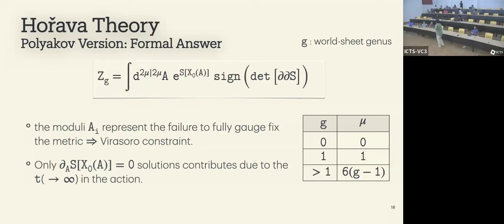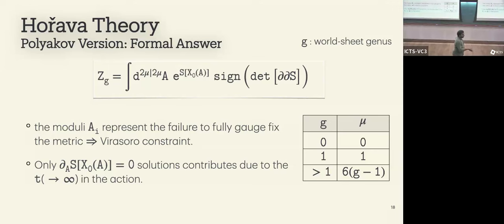For example, for a torus world sheet, you will have the tau parameter as your moduli, so you have to integrate over that. So for a fixed tau, you're saying that there will be a unique solution? There will be a unique solution. But that arbitrary solution will not satisfy the Virasoro constraint also, so solving both of them is important. Right, yeah.